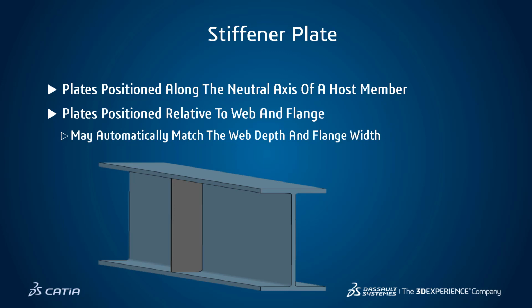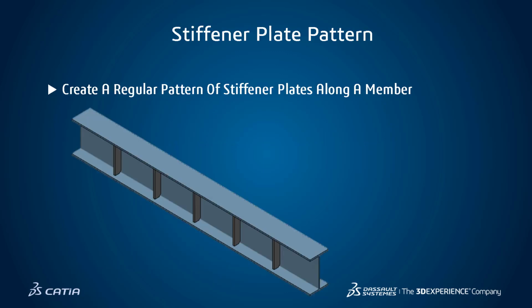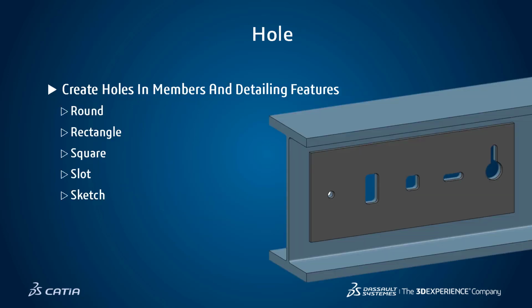There's a stiffener plate in 20x. That stiffener plate is going to be positioned between the flanges and webs of members. And you can pattern these stiffener plates. And the patterning works much like the other patterning tools in building structures for bracing members.